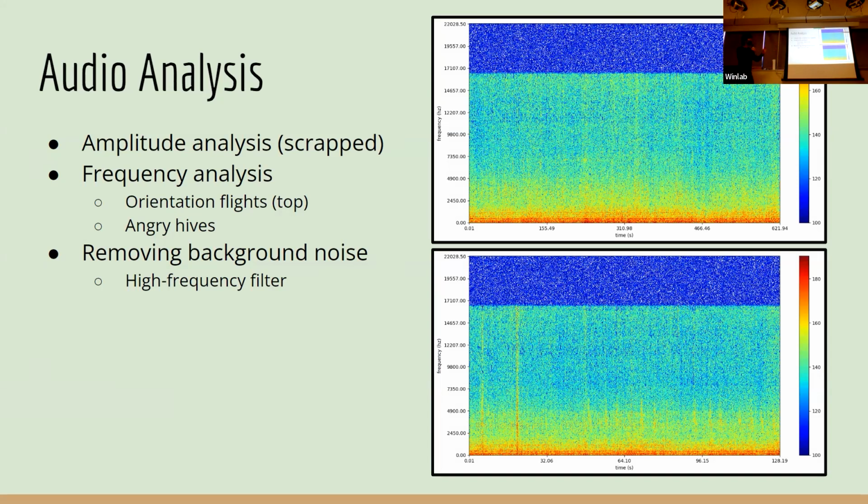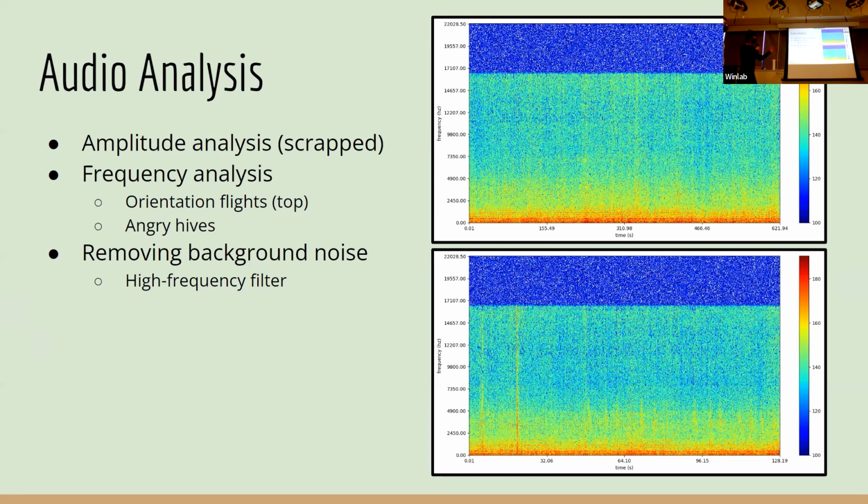We can see that different bees make different pitch buzzing when they're doing different things. Although it's not as clear in this image, for bees performing orientation flights, which are when new bees from a hive are introduced to the outside world, the pitch is slightly higher, as you can see by the more red higher up. We'd also like to be able to detect if there are angry hives, although we don't have audio of that yet.